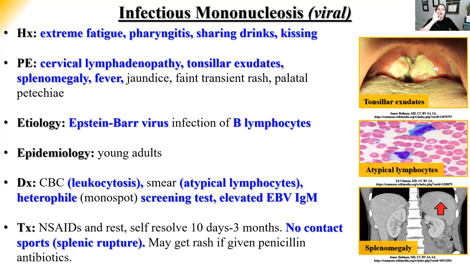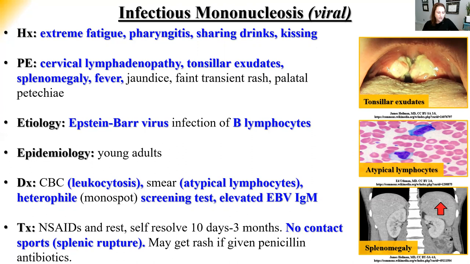On CBC, you may see a leukocytosis, smear, that's that second picture there, that's atypical lymphocytes. That's what's happening in infectious mononucleosis. So that's pretty specific. The heterophile screening test is a blood test that can be done in the clinic. Most people call it the monospot test, but that's a brand name. So you know on the boards, they will not ask a brand name. So the heterophile test is the test that's definitive for this. You can also find an elevated Epstein-Barr virus IgM, if you're looking at a titer.